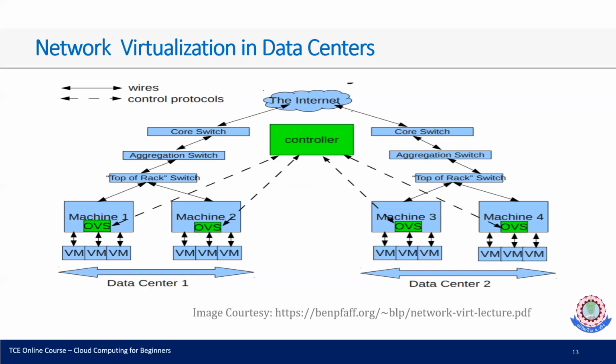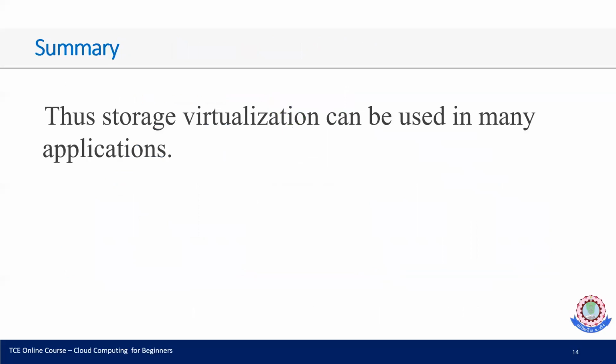So the entire data center is going to have the wires, control protocols, software, and virtualized networks, which have the switches, aggregation switches, and top of rack switches. This protocol is going to manage everything. Thus the data center is holding network virtualization inside its path. This is an example of NFV.